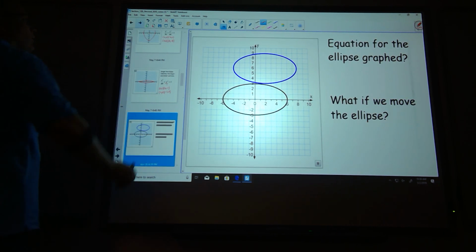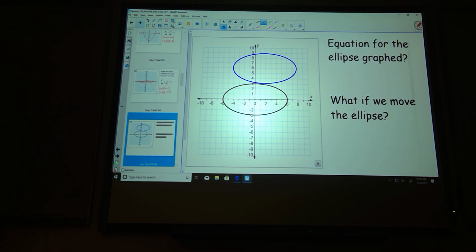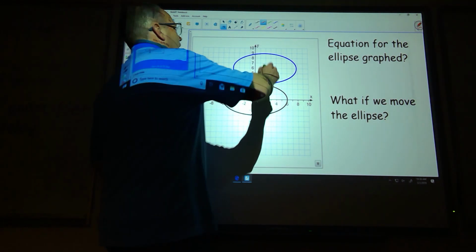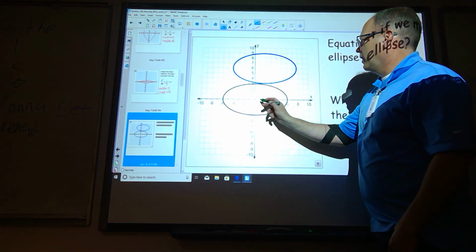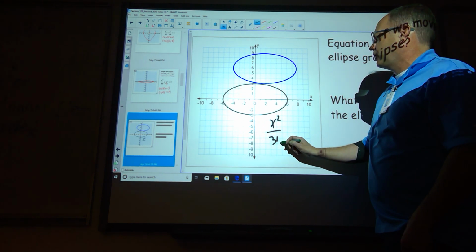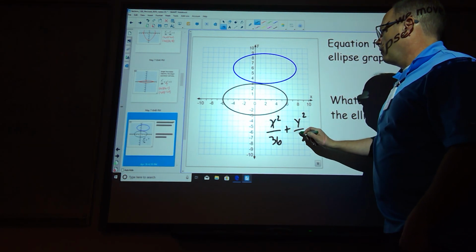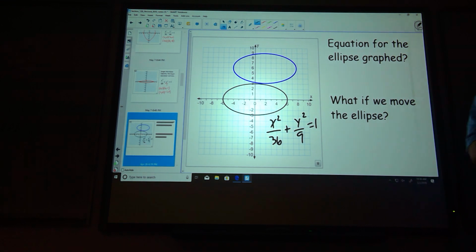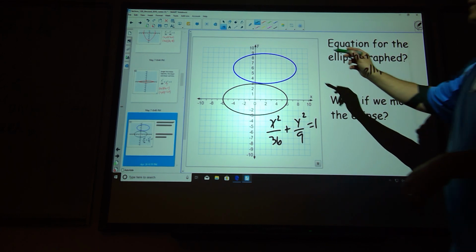No, it's just 2 ellipses. So, friends, let's take a look at this black one. It goes 6 up and 3. So I have x squared over 36 plus y squared over 9 equals 1. Is that okay? Now, does everyone feel comfortable that the blue and the black are the exact same, but one shifted? Yes.